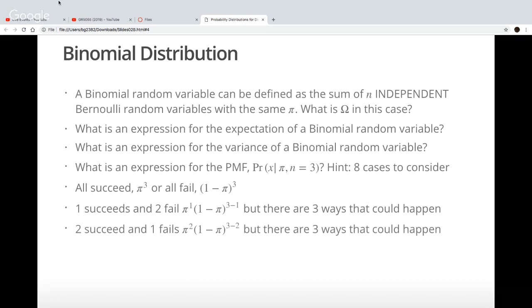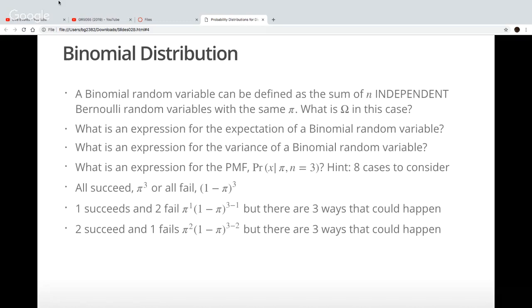Or we can have 2 succeed and 1 fail. So pi squared times 1 minus pi. And 2 succeed, 1 fail can happen 3 different ways. The failure could be first, middle, or last. So that gives us 8.